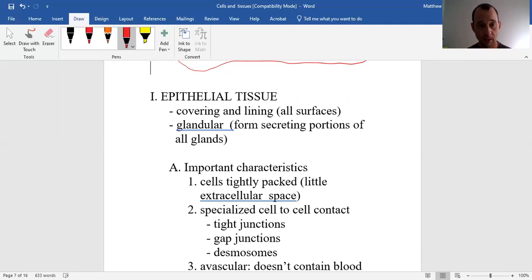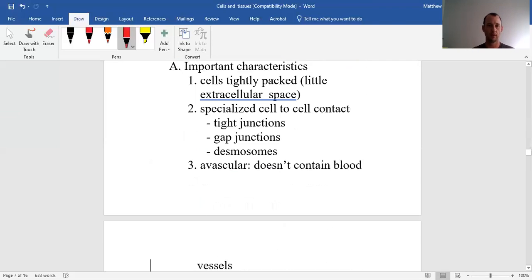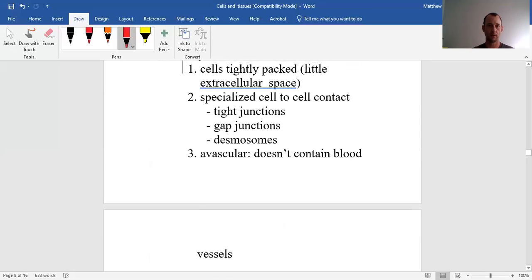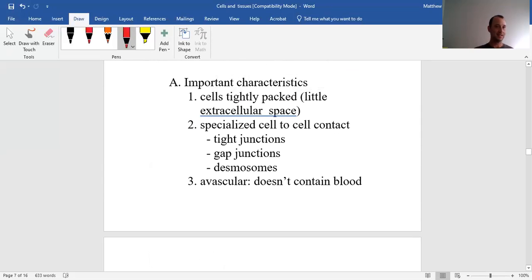The stuff that makes your ear wax, all right? Any of those things are derived from epithelial tissue. Now, your epithelial tissue differs from some of your other tissues based on its characteristics. And one of those is that your cells are tightly packed together. That means they have very little extracellular space.